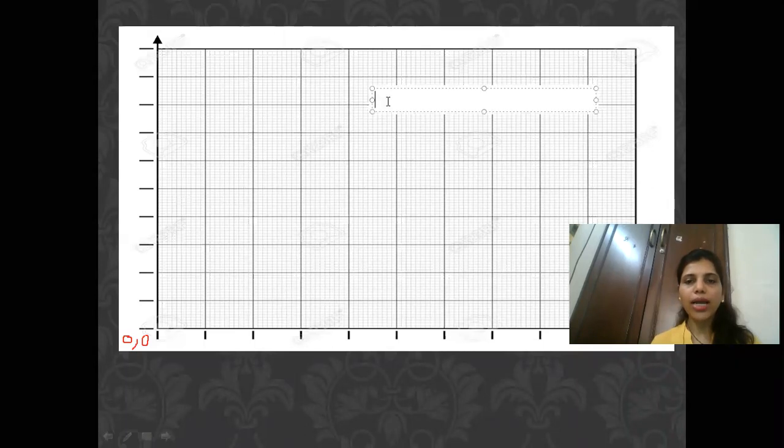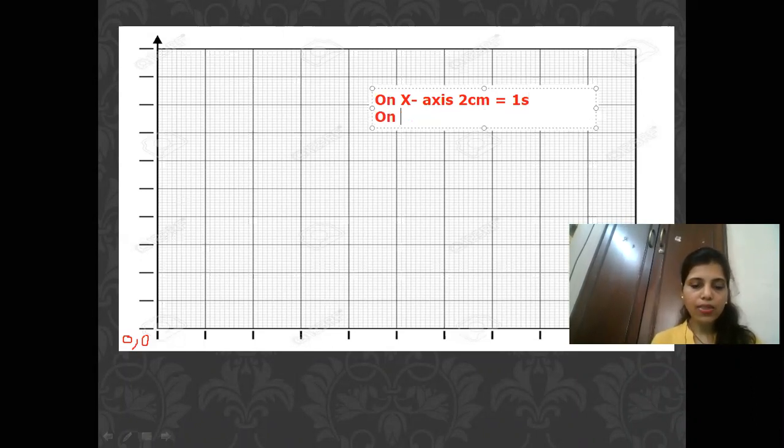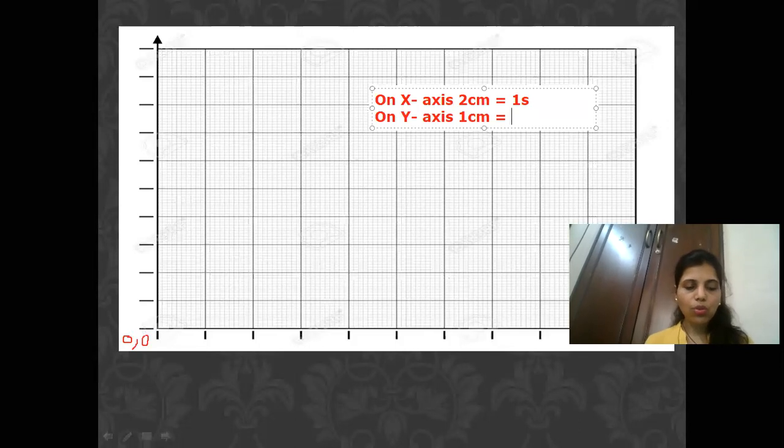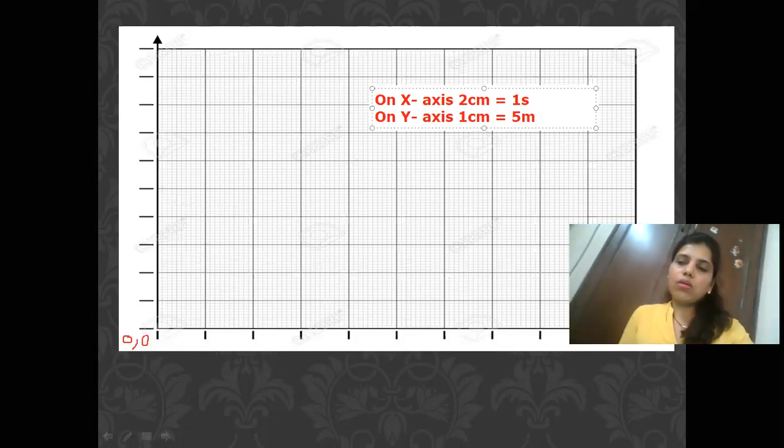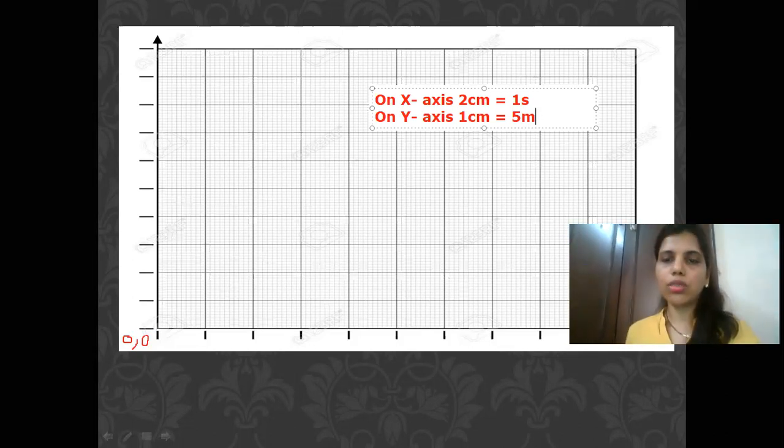So here, according to that, what we have written on the x-axis remains the same: 2 centimeter is equal to 1 second. But on the y-axis, 1 centimeter is equal to 5 meter, so that it will go easier for me to write down.